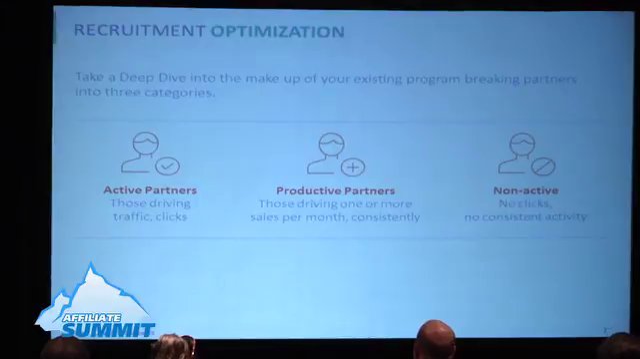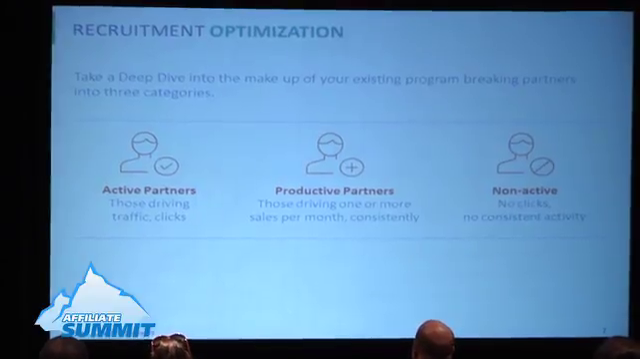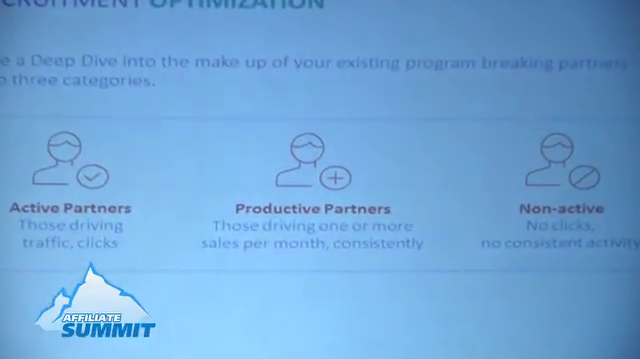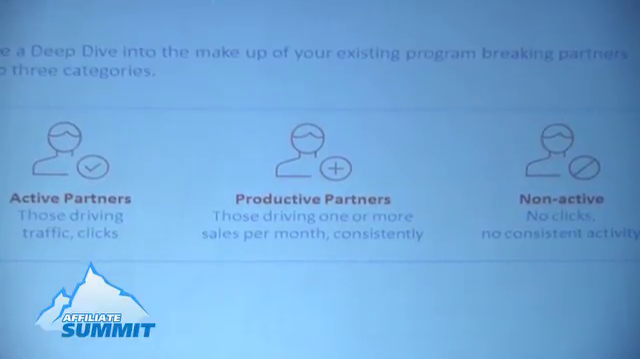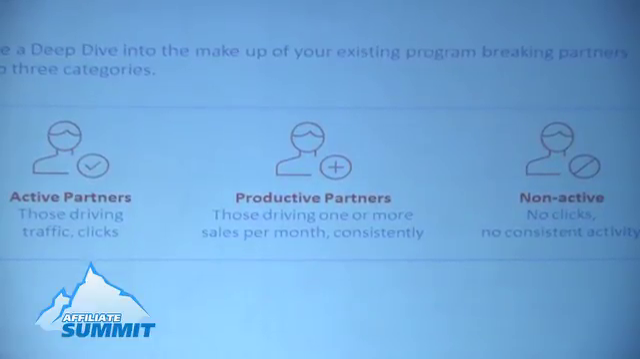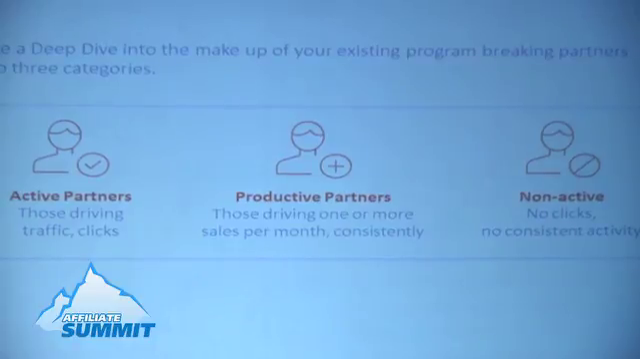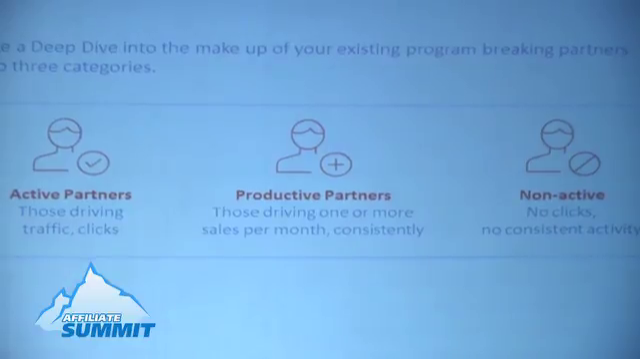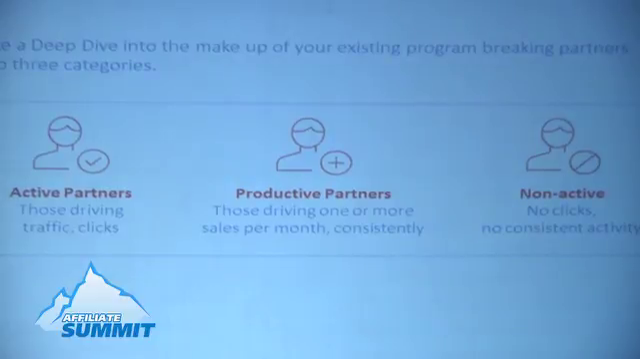So what I wanted you to see is that I want you to start taking a bigger deep dive into your programs and really identify those partners that are active, those partners that are productive, and then those partners that are not active, don't have any clicks, or aren't consistent with activity. Once you've identified those, now you have to figure out, how am I going to attack optimizing these partners?